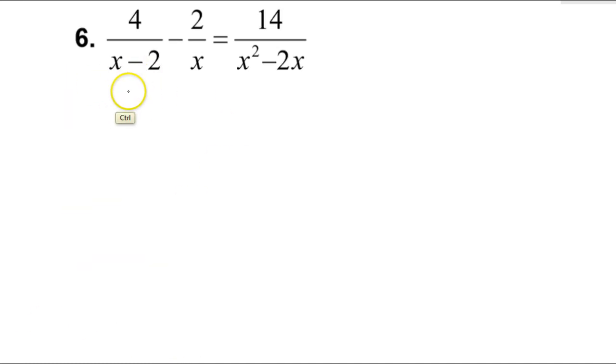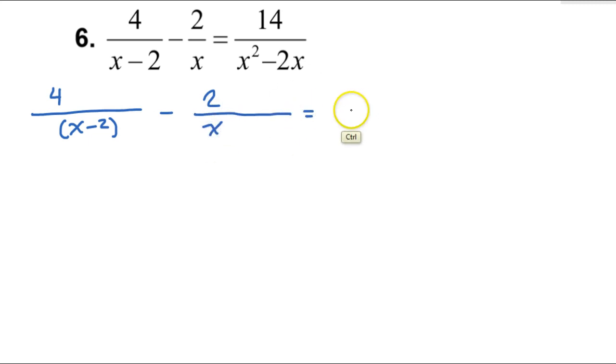All right, I'm going to go ahead and spread out number 6 a little bit. So I have 4 over x plus 2 over x minus 2. Okay, minus 2 over x is equal to 14 over, and I'm going to pull out the GCF here, so this is going to be x times x minus 2.